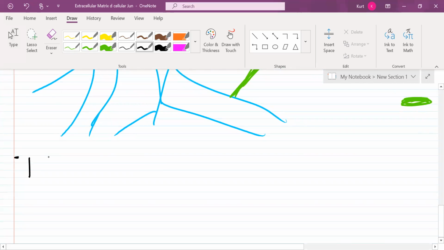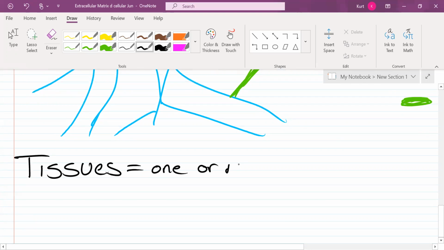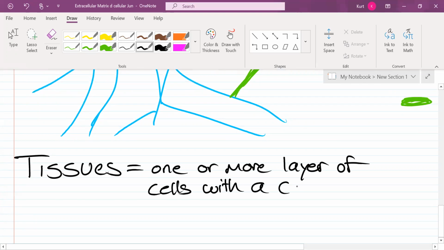Our last topic is going to be tissues. By definition, tissues are made up of one or more layers of cells with a common function.